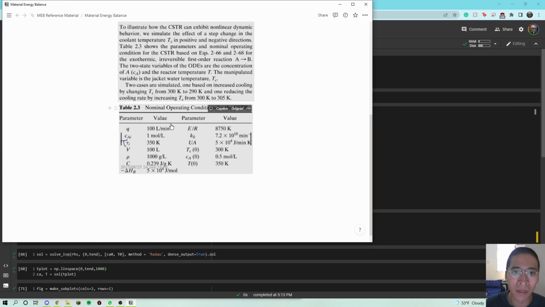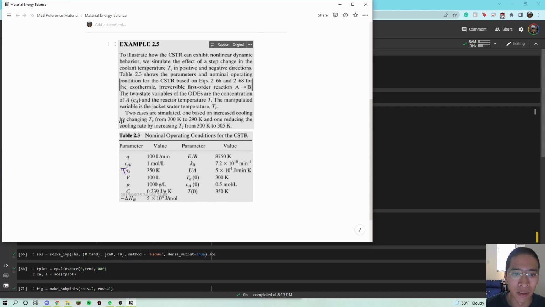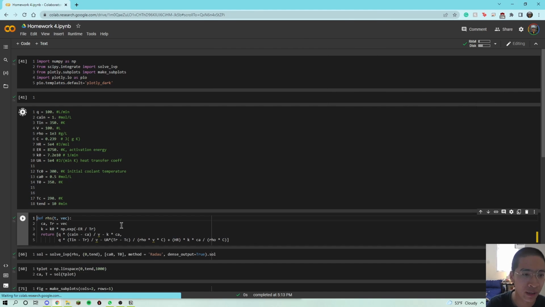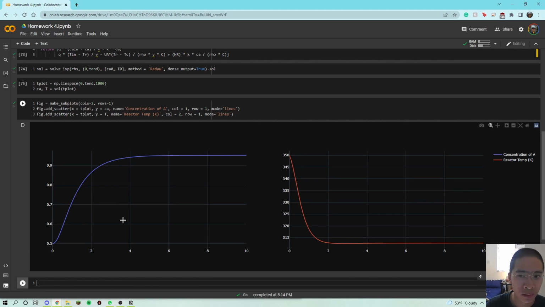So recall that the problem statement asks, what happens when we increase the cooling rate by changing the cooling temperature from 300 to 290? See what happens. All right, plug in 290. We see that the reaction will progress like this and it will reach saturation much earlier than before, and we see that the temperature drops much earlier than before and reaches steady state much earlier.